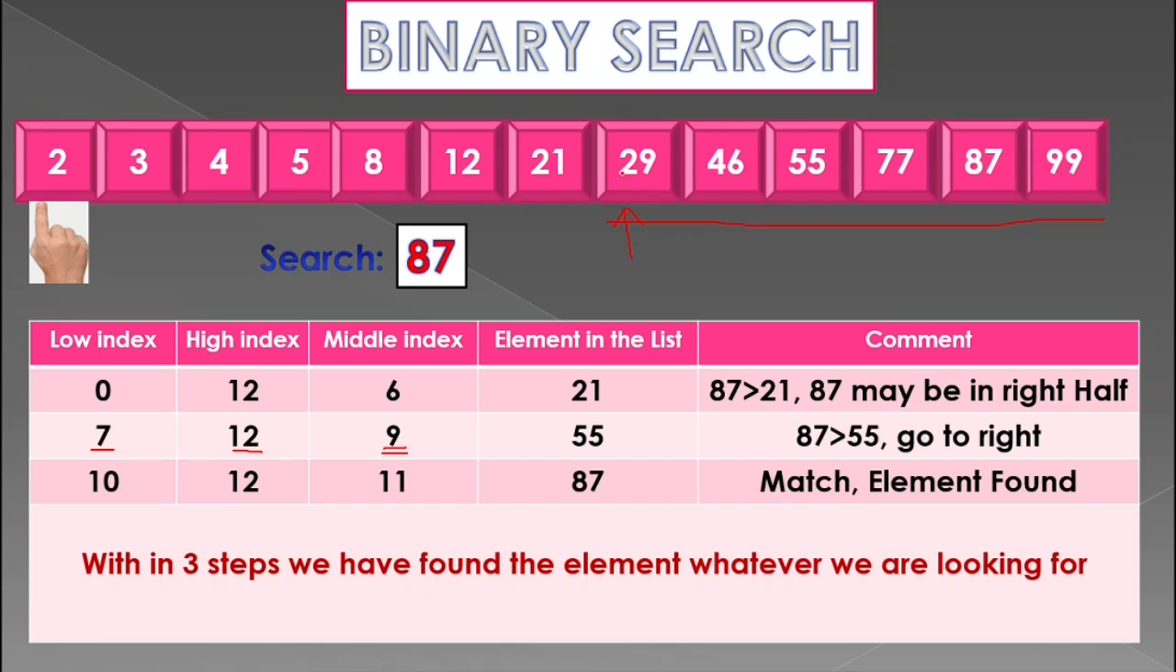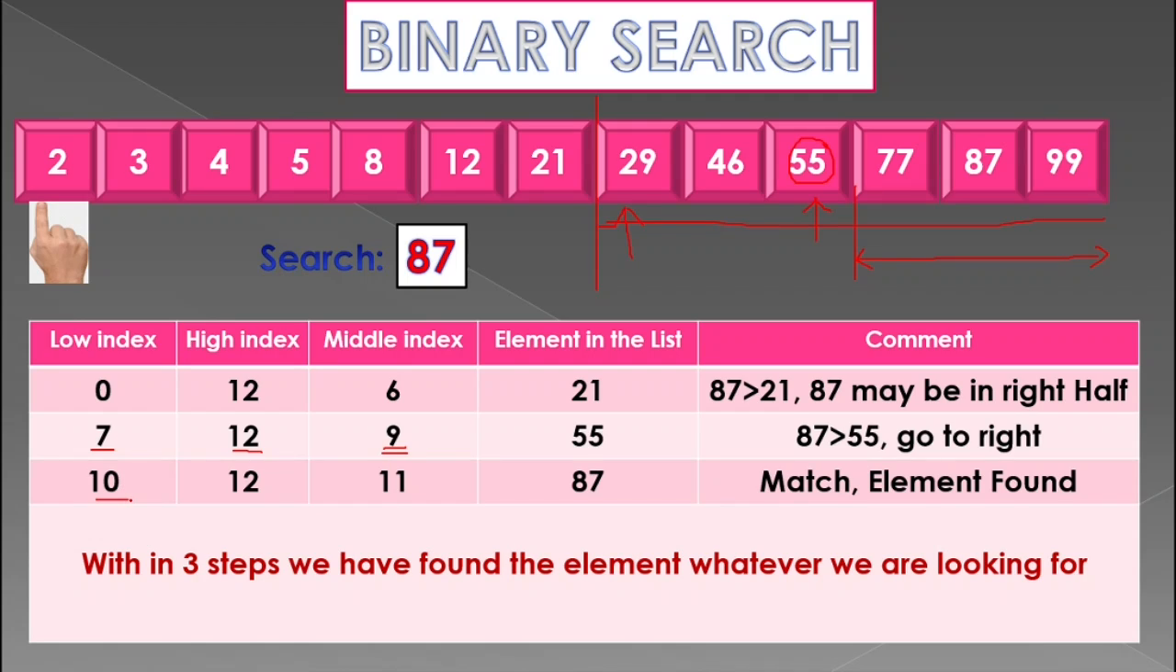This is 6, 7, 8, 9. I am comparing with this location. What's there here? 55. And 87 is still greater than 55. So my element might be available in this part. Here also I am applying the divide and conquer technique. Each and every time I am dividing the interval into 2 parts. First I came to the conclusion that my element is in this part, and then in this part, and again low is equal to middle plus 1.